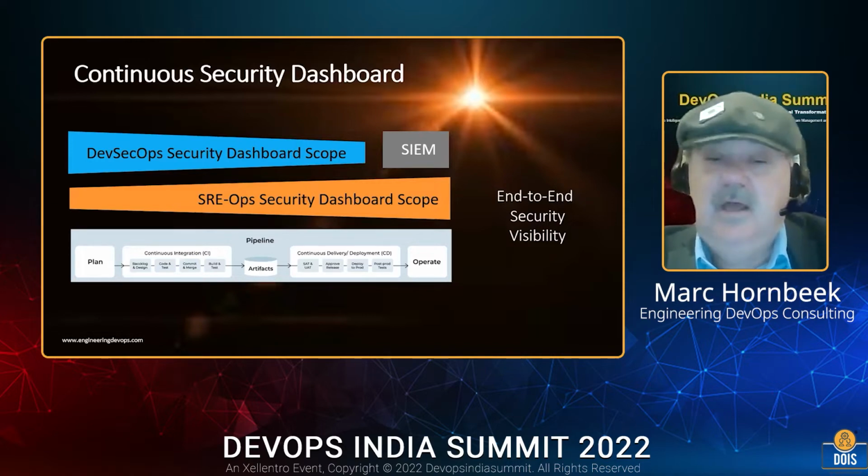A continuous security dashboard, on the other hand, provides visibility of end-to-end security controls across the entire value stream, including not only in production security controls, but also DevSecOps security data and development security controls. By combining deployment, development, and production security controls within a single dashboard, a continuous security dashboard can provide more comprehensive end-to-end visibility of security controls and activities.